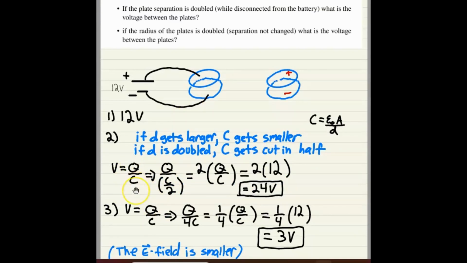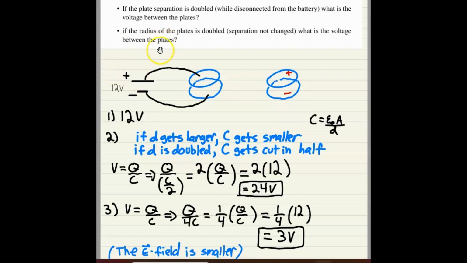Voltage is Q over C. If D gets larger, we already saw that the capacitance gets smaller. Specifically in this case, D is doubled, so the capacitance is going to be half as much as it would be if D was not changed. V equals Q over C. That's Q over the new capacitance, C over 2, and therefore the voltage is doubled, because this math shows that now there's going to be 24 volts across the capacitor.